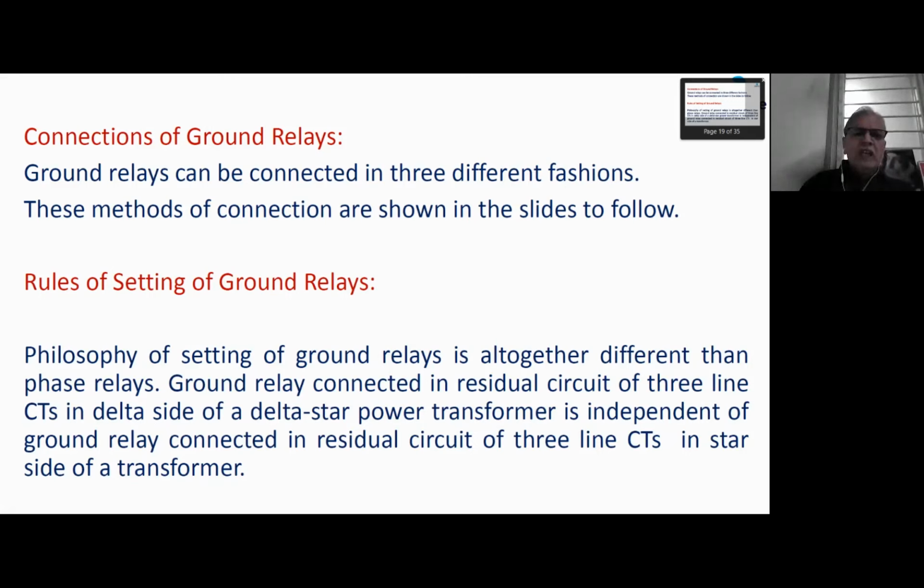If we go to the ground relays, there are 3 methods of connections which we'll be seeing in the next slide, right? The philosophy of setting the ground relays is altogether different. There are many other considerations when we go for ground relays. A ground relay connected in the residual circuit of 3-line CTs on the delta side does not sense the L to G fault on the star side. So, ground relay on the primary side, the delta side of a delta star transformer, and most transformers are delta star connected. You know the reason, right?